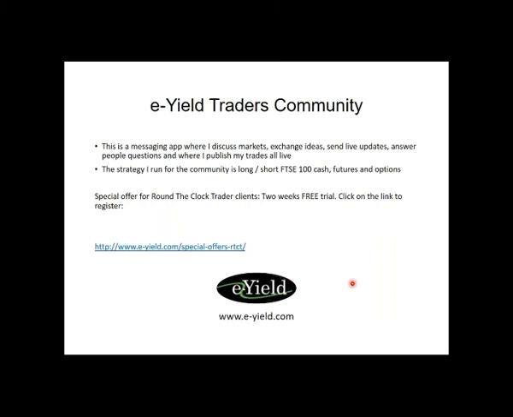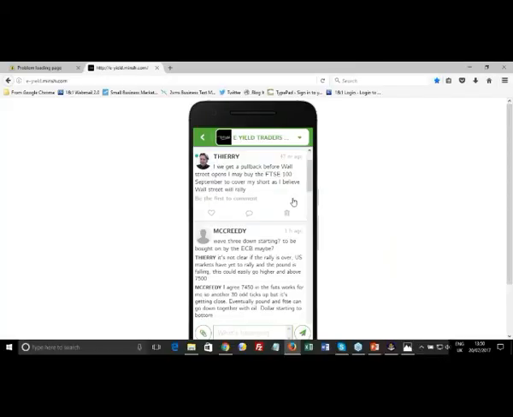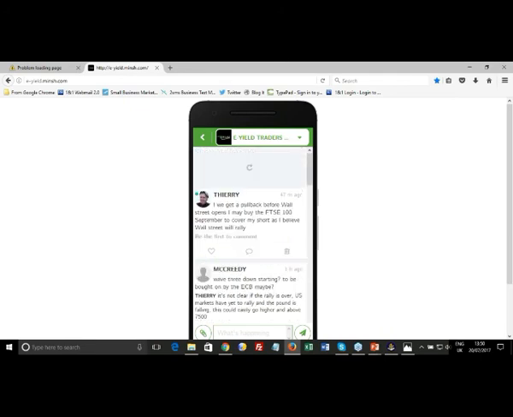If I see something now, I just put it on the app. The trader community is basically a messaging app, so you can download it from the App Store. It goes on iOS, Android phone, and PC, and once you log into the app, you will see people chatting, asking me questions, and I answer their questions. I can show you quickly. This is the app, in fact, here.